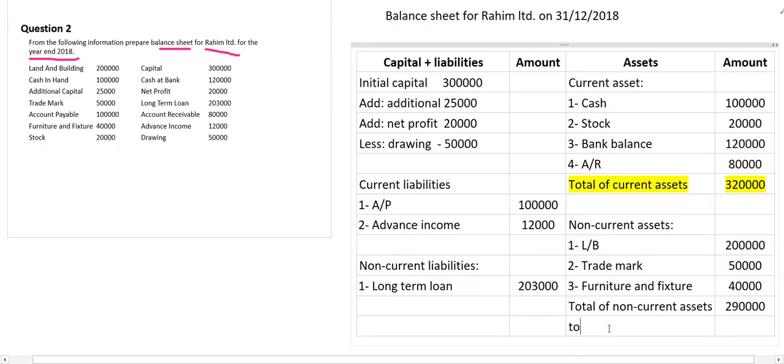Now find out the total of two sides. Total of assets. Right? So 3,20,000 plus 2,90,000.